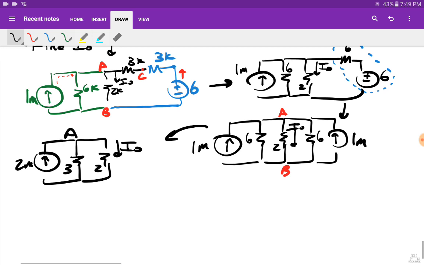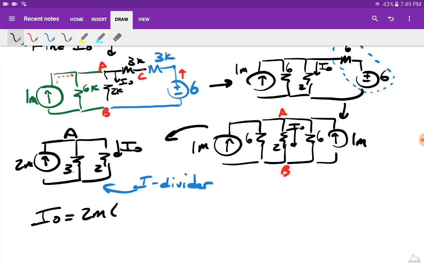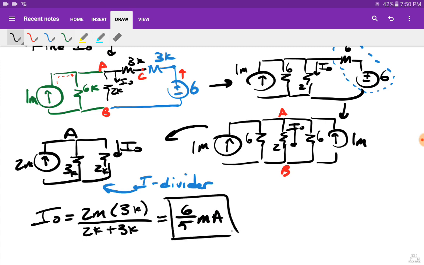Now I'm dealing with a current divider, okay? So I'll just call it I divider. Okay, so from the current divider, I can now just say, I out equals the 2 milli, all right? And these are both Ks. I know they're Ks. So it's going to be times the resistor that I don't want, which is 3K, divided by 2K plus 3K, all right? So the K's are going to cancel, and it's going to keep me with a milli. That's 6 over 5 milliamps. And that is my answer, okay?